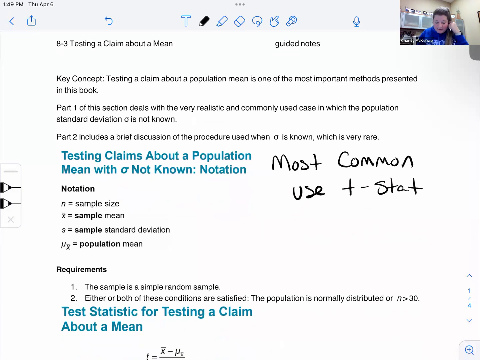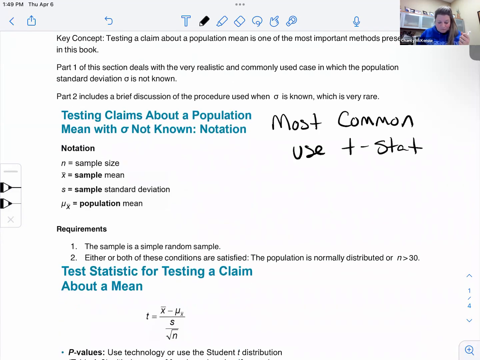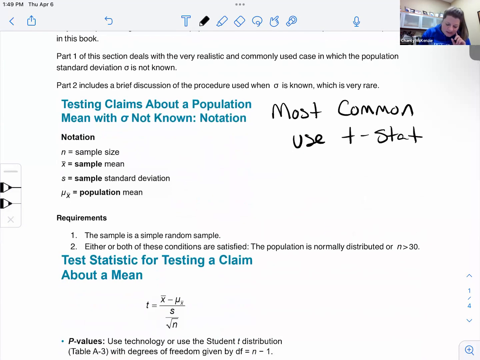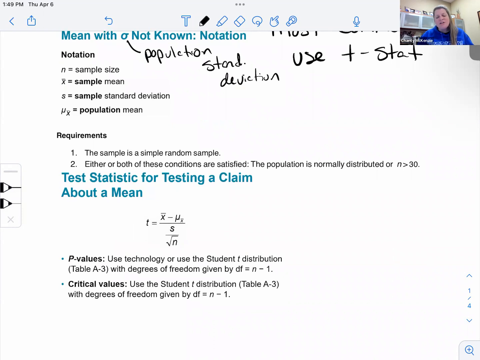So here's all the symbols. Know that this one too is of the population, the standard deviation. Okay, so we are still having that test statistic. So here's our formula for it.